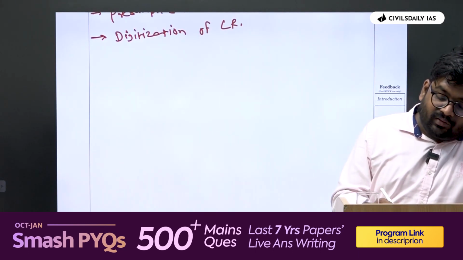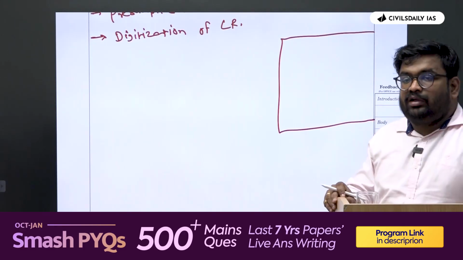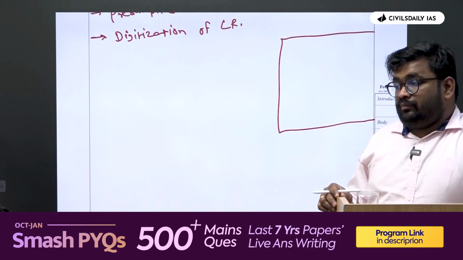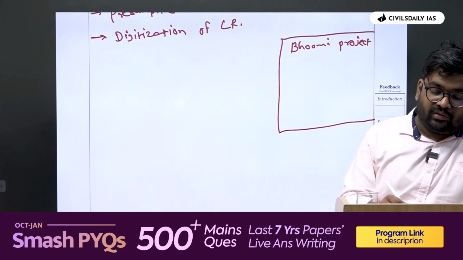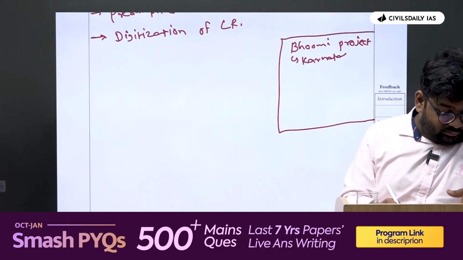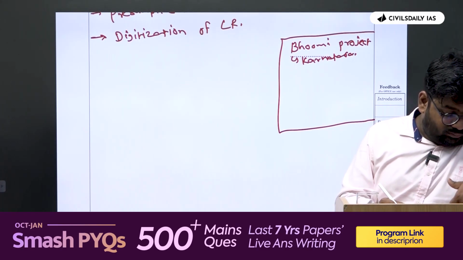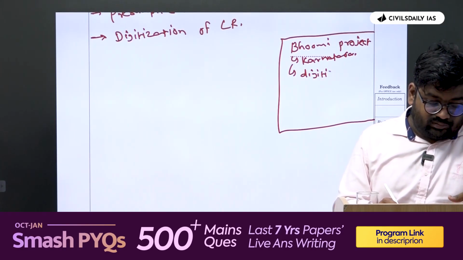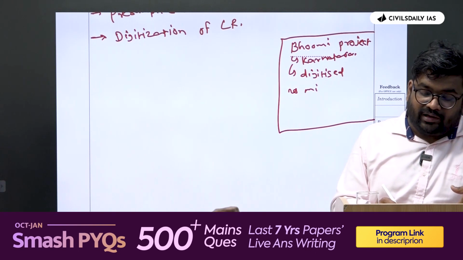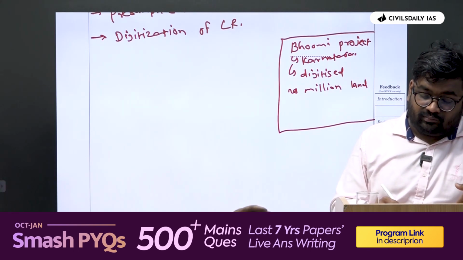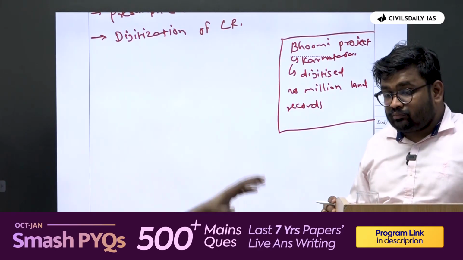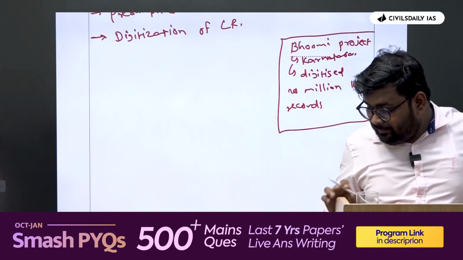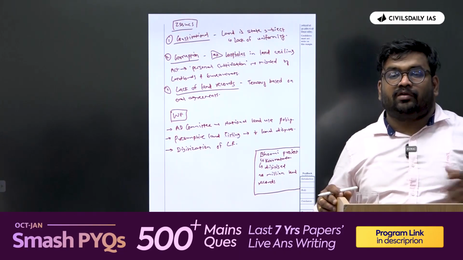Then you add one case study, which is a good case study with respect to recent land reforms. It is the Bhumi project of Karnataka. Okay, so it has digitized 20 million land records. That also you can write if you have the data. Okay? Is it clear? And then you conclude.